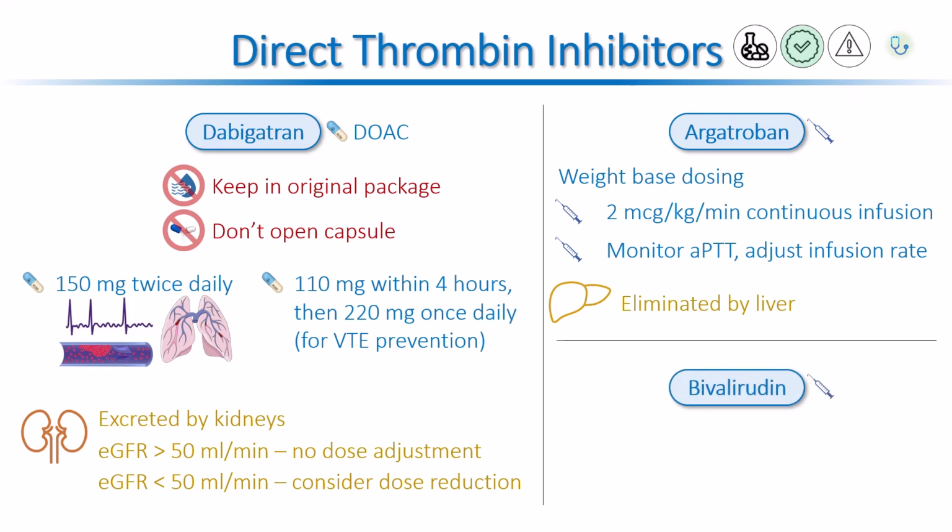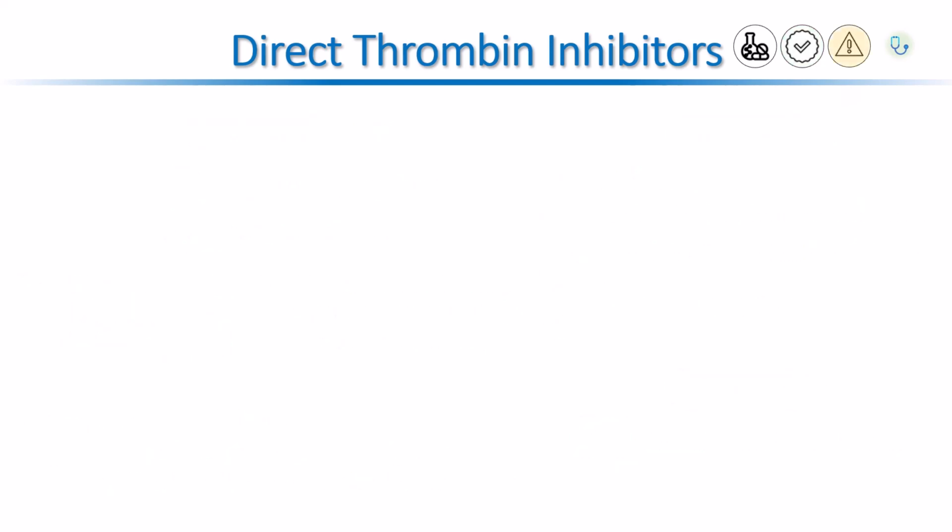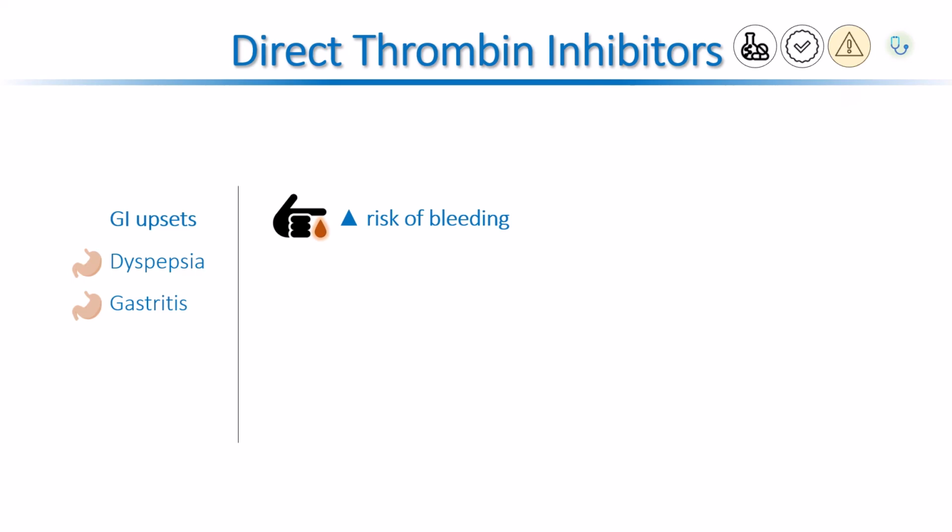Bivalirudin has similar indications, efficacy and safety as argatroban. However, bivalirudin is partially excreted by the kidneys, so we need to decrease dosage in patients with renal impairment. In terms of side effects, direct thrombin inhibitors are associated with gastrointestinal symptoms like dyspepsia and gastritis. The most dangerous thing is the risk of increased bleeding when taken in excess. This could lead to uncontrollable internal bleeding from simple falls or trauma.